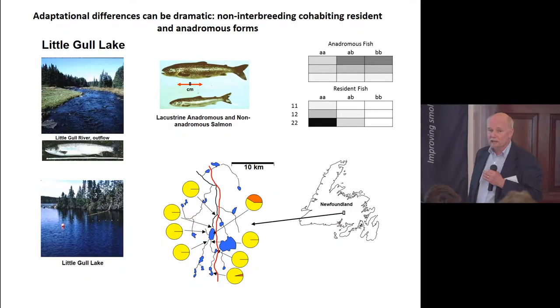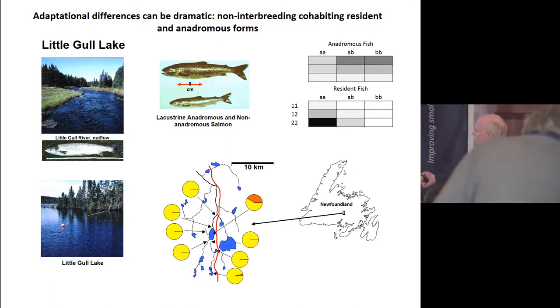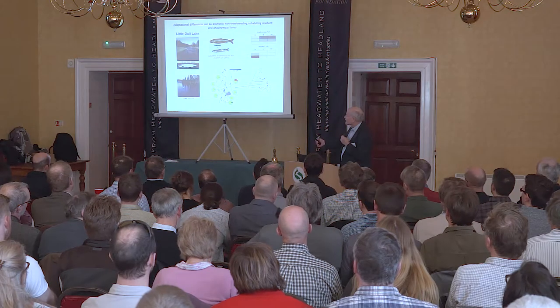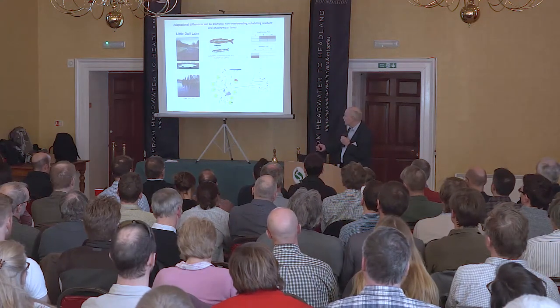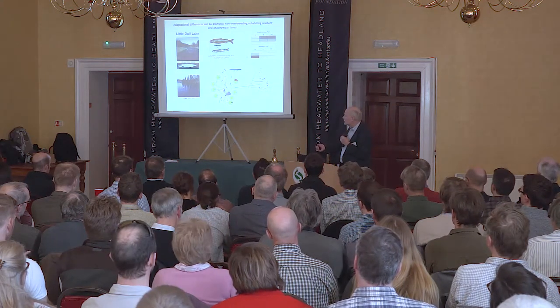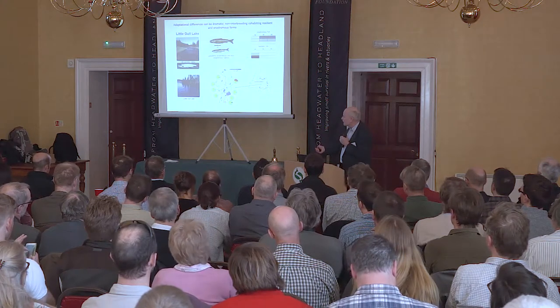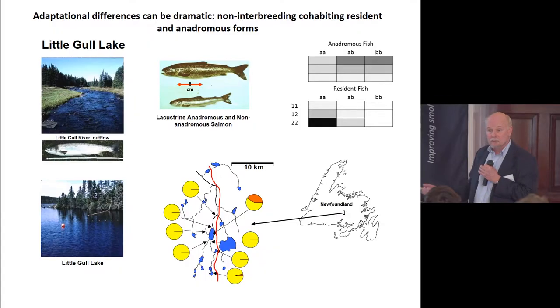And what you also find is, here you can see this red portion of the pie that represents these resident populations. The only place you find them is in Little Gull Lake itself and in this little lake up here. This resident population, even as juveniles and fry, don't go into rivers. They actually breed in the lake itself. But the anadromous population breeds in the river. The smolts go into the lake. 60% of smolt production in Newfoundland comes from lakes.